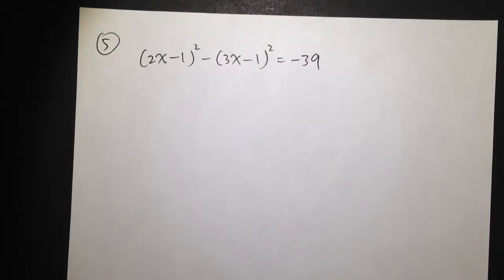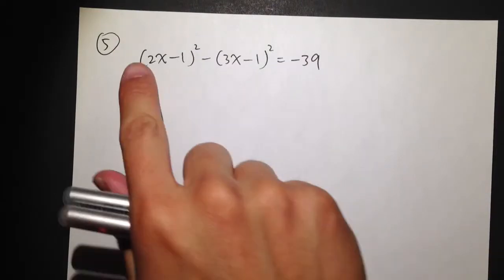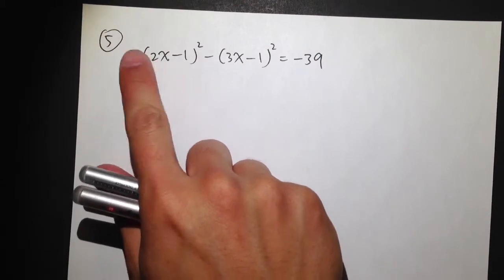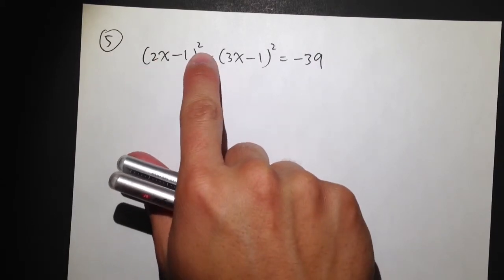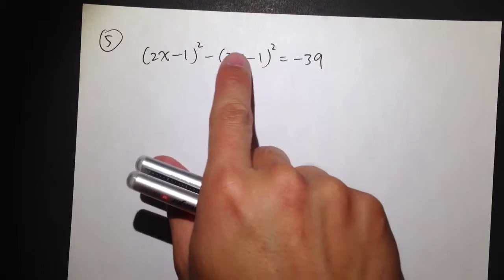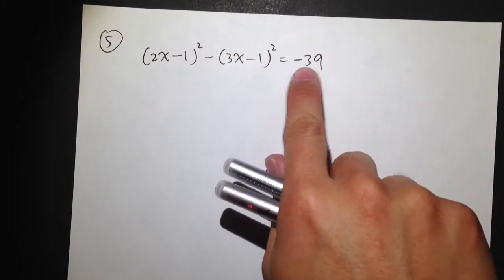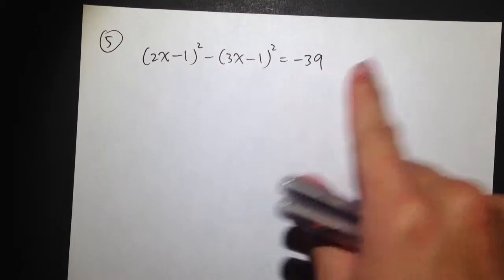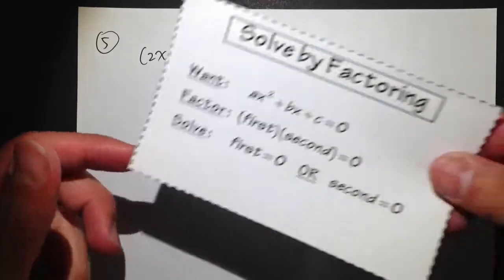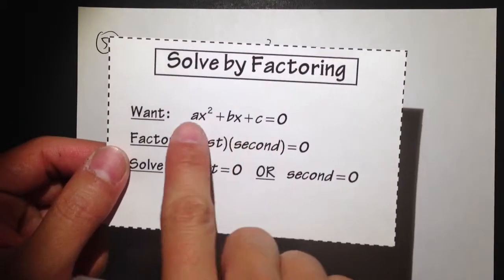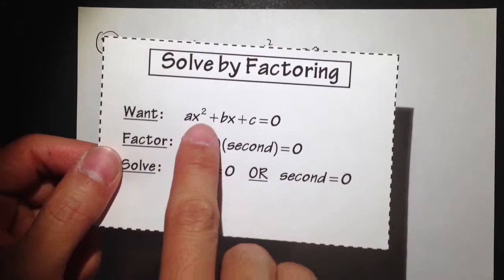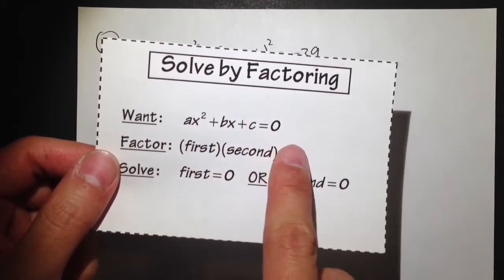Now let's take a look at how to do example number 5. I have (2x - 1) squared minus (3x - 1) squared, and it's equal to negative 39. So again, if you want to solve this equation by factoring, we need to make sure that we can get it into standard form: ax squared plus bx plus c is equal to 0.